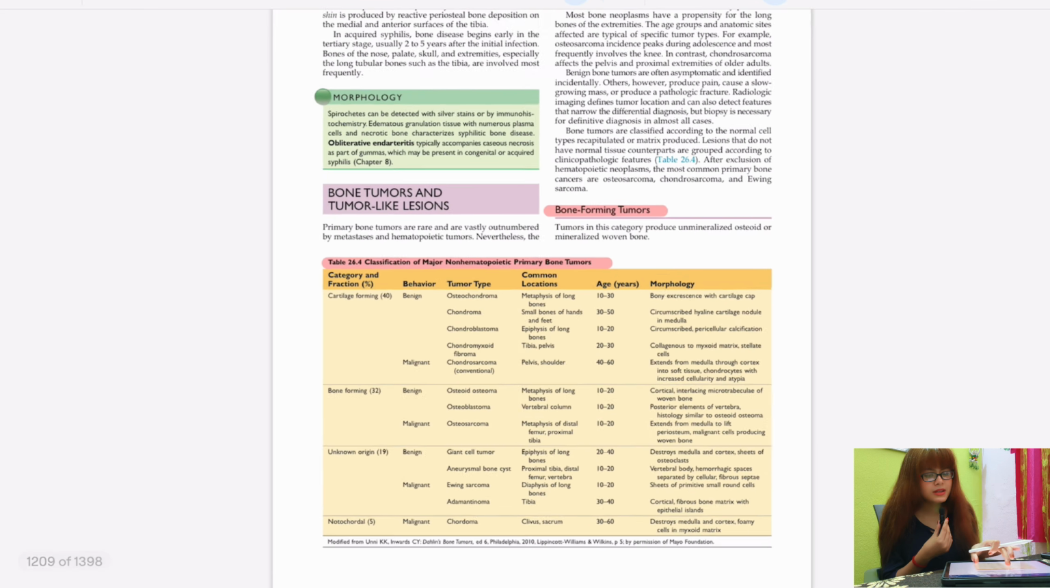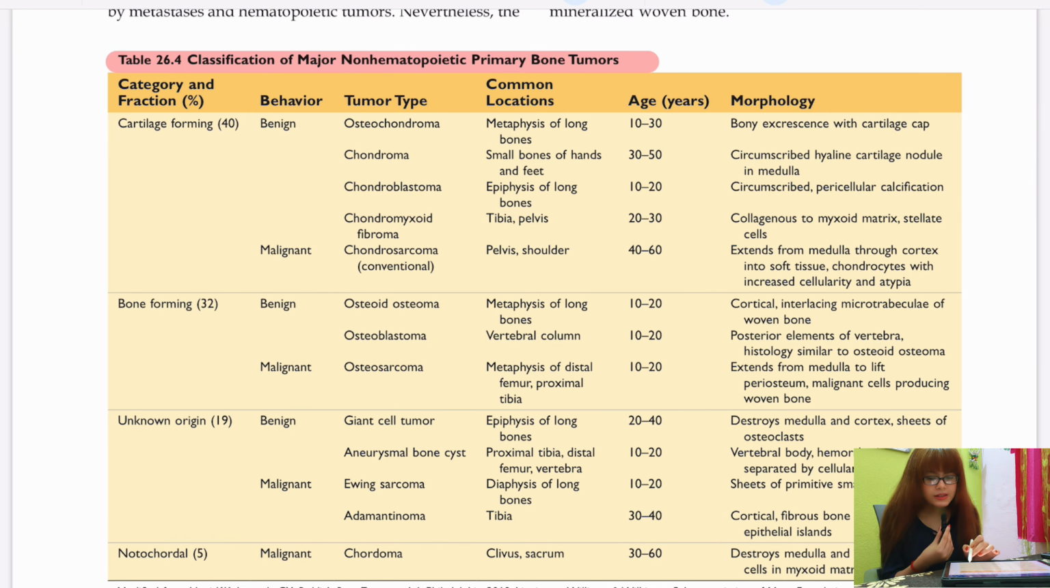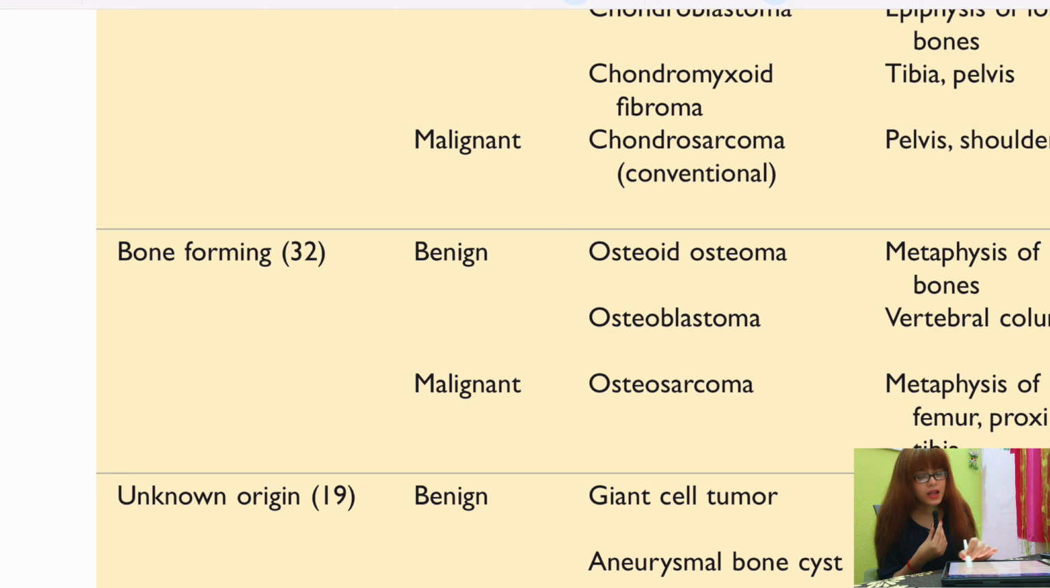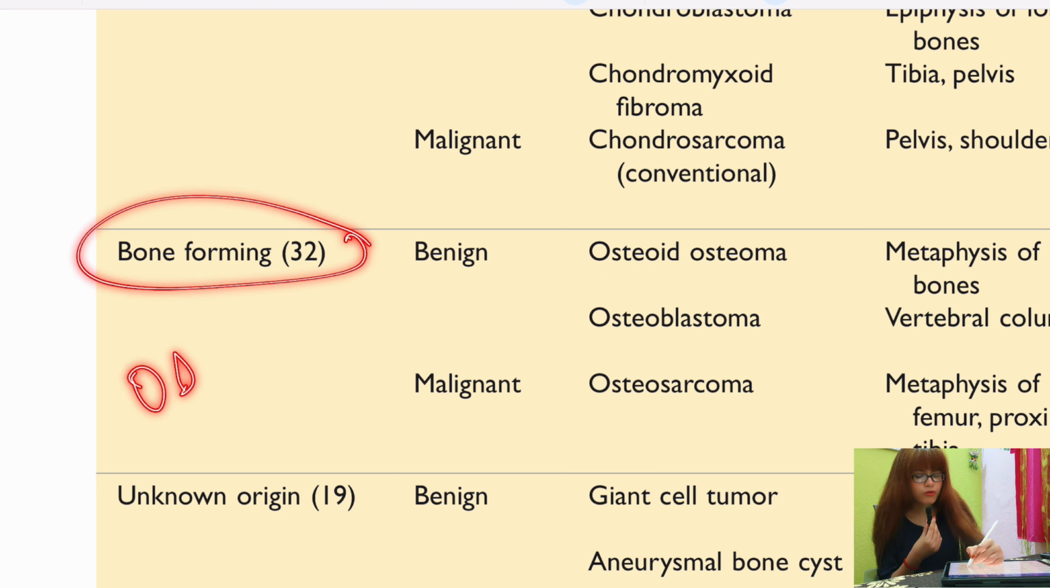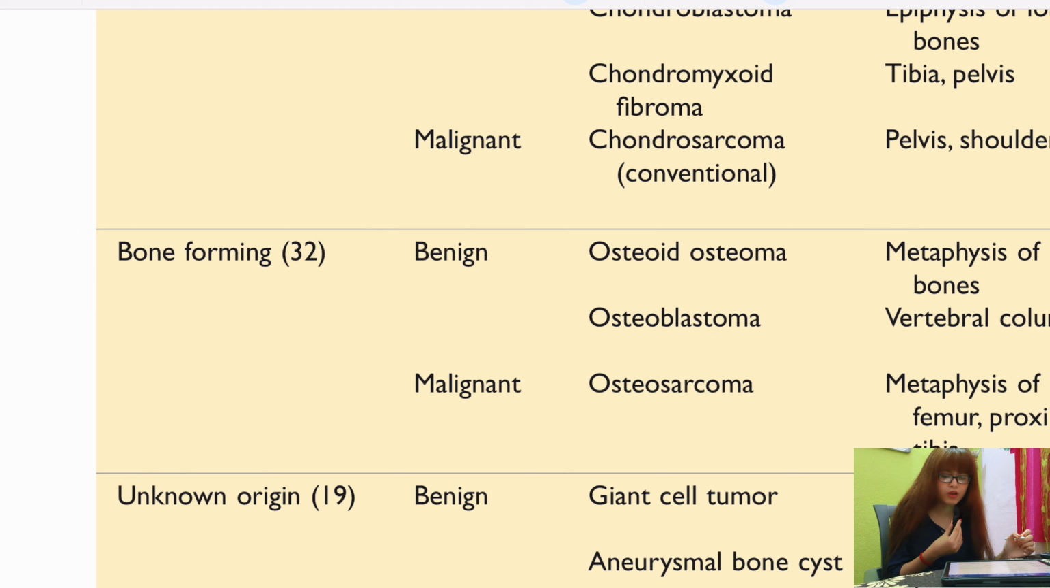Now important thing is this chart. Now there are some cartilage forming tumors, some bone forming tumors, tumors of unknown origin, and notochordal tumors. Very important chart, because you need to know which are the tumors which are cartilage forming, which are the tumors which are bone forming. So bone forming, can you tell me which is the cell which is involved here? I have already mentioned it is the osteoblast, which is functioning more over here, because of which there is bone formation.